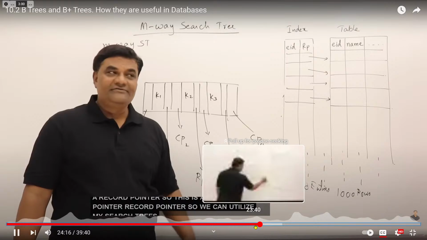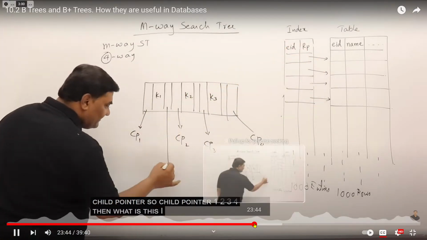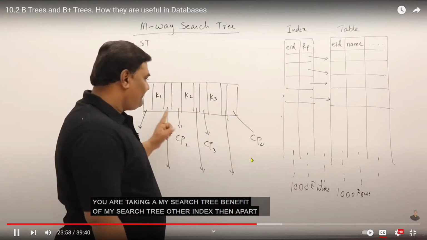So we can utilize m search trees as an index. Apart from the child pointer, you should have also a pointer to a record. That's a record pointer. Then what is this I am adding? See this. After every key, I have a pointer.